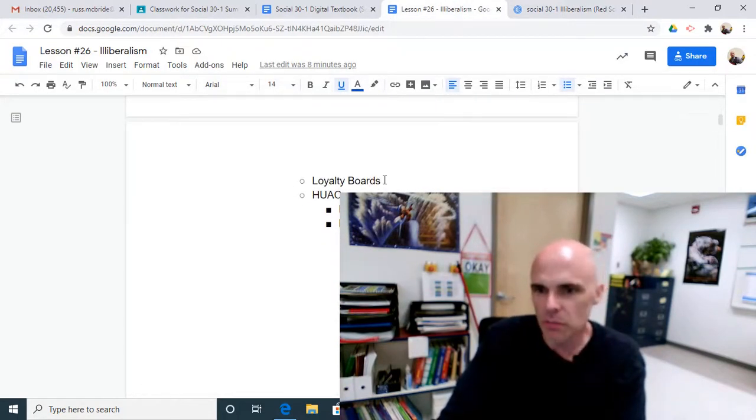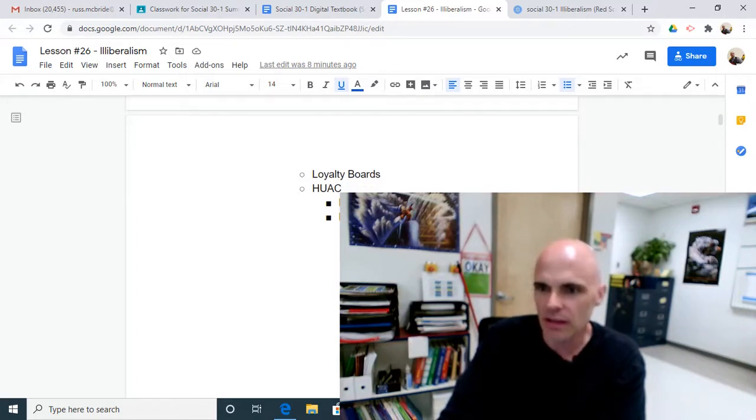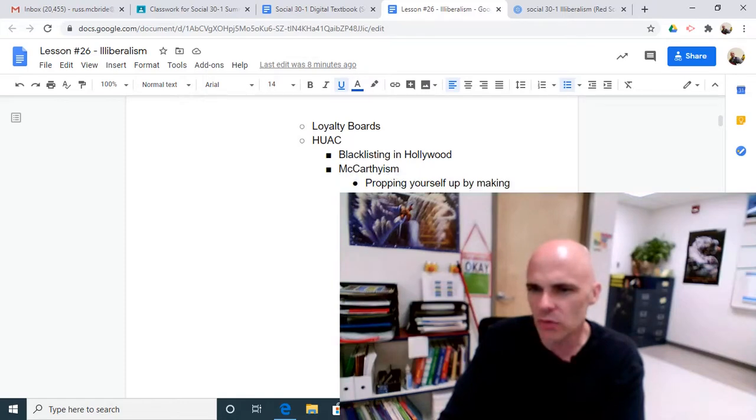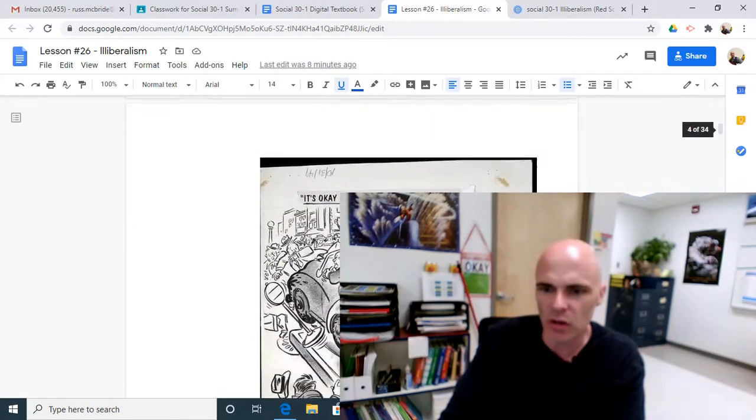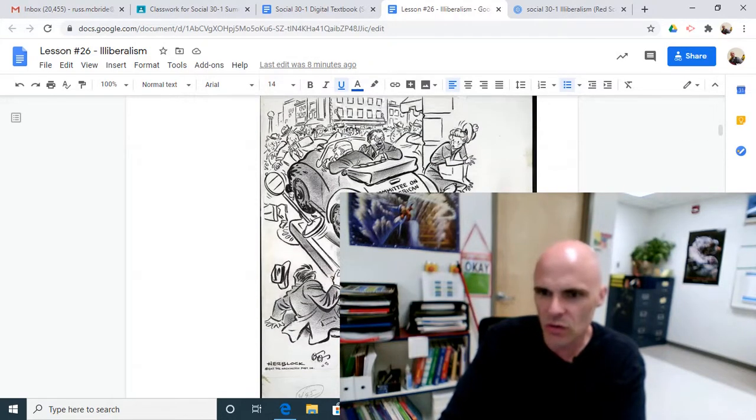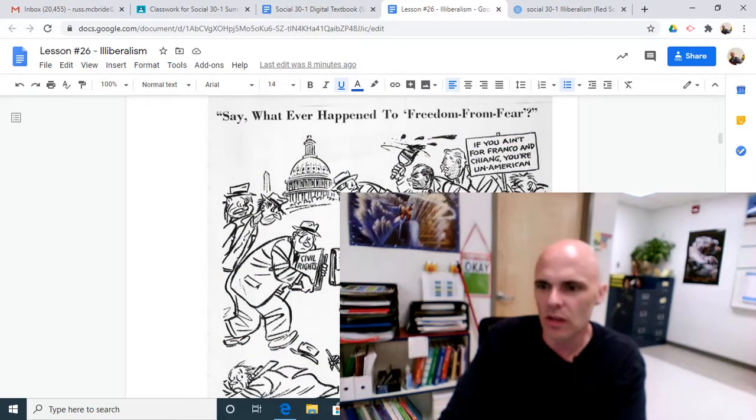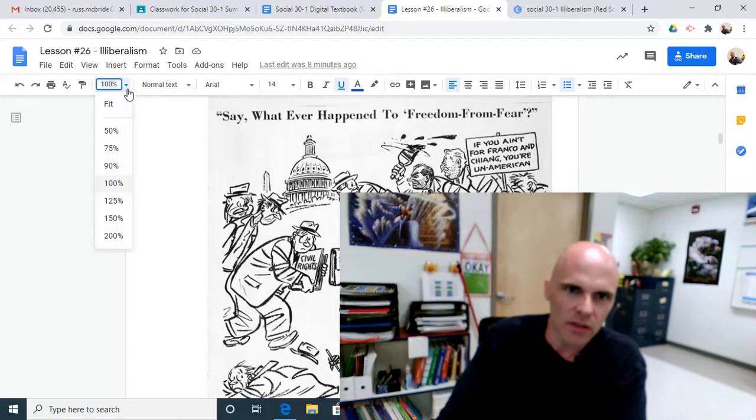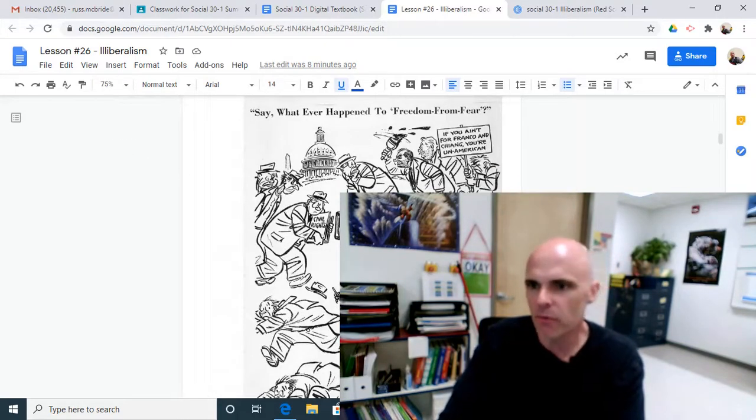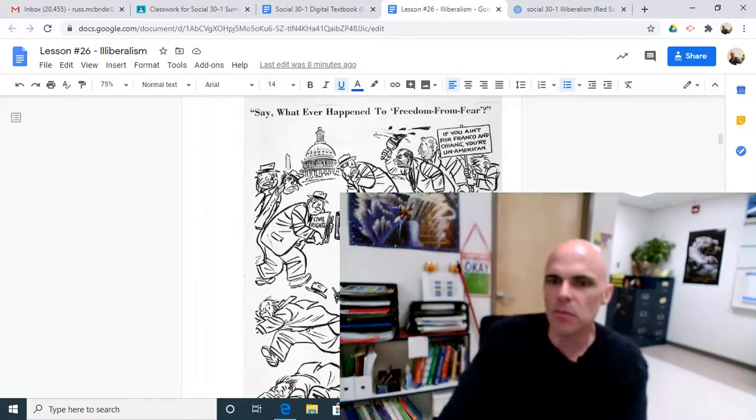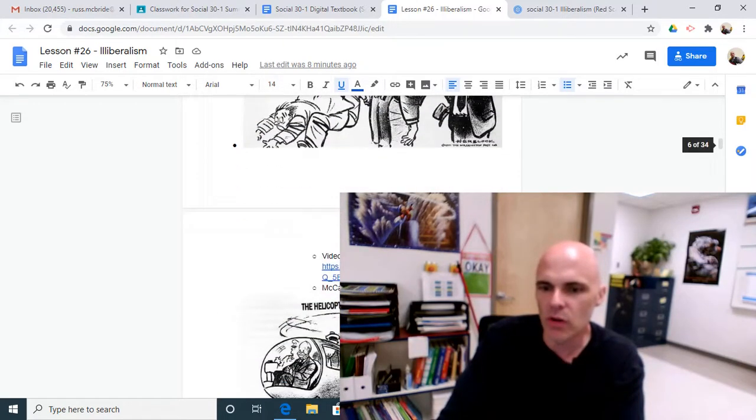So we had loyalty boards and HUAC and blacklisting in Hollywood and McCarthyism and people making false accusations against others to discredit their careers. There's that cartoon that we had embedded in that Prezi. And here's another cartoon about the idea of, instead of being free from fear, freedom from fear, the people are now fearful of their government.